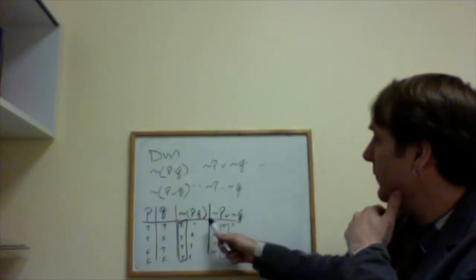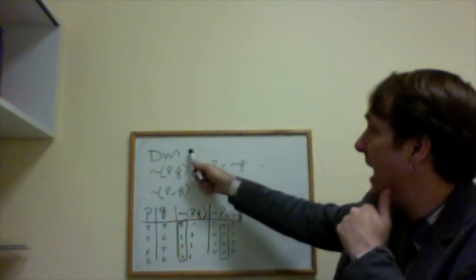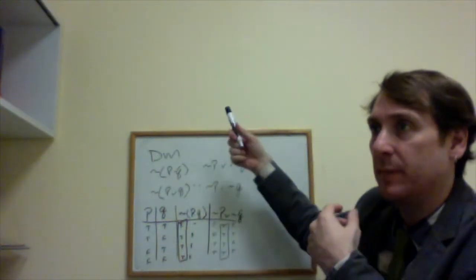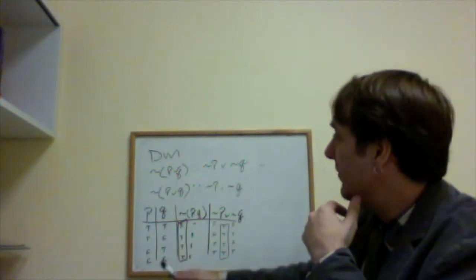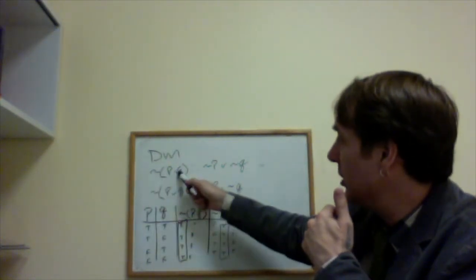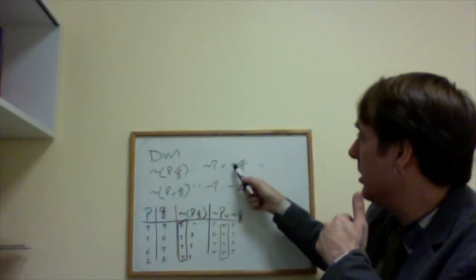So wherever you find one, you can write the other. And that's what De Morgan's rule says, named for the person who discovered this, Augustus De Morgan. So wherever you see not both P and Q, you can write not P or not Q, and vice versa.